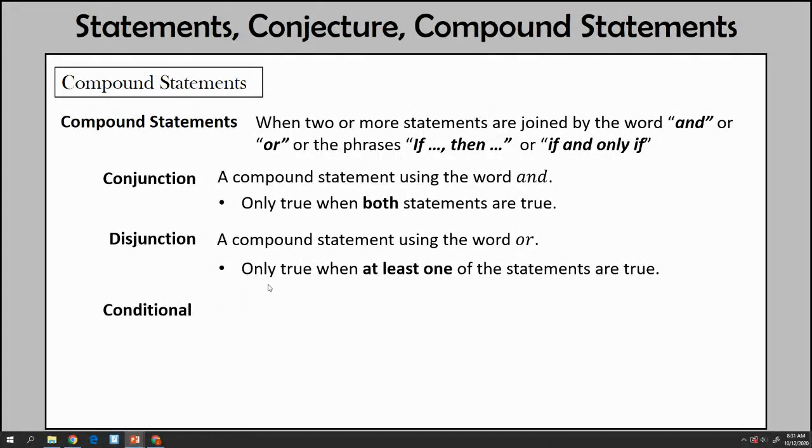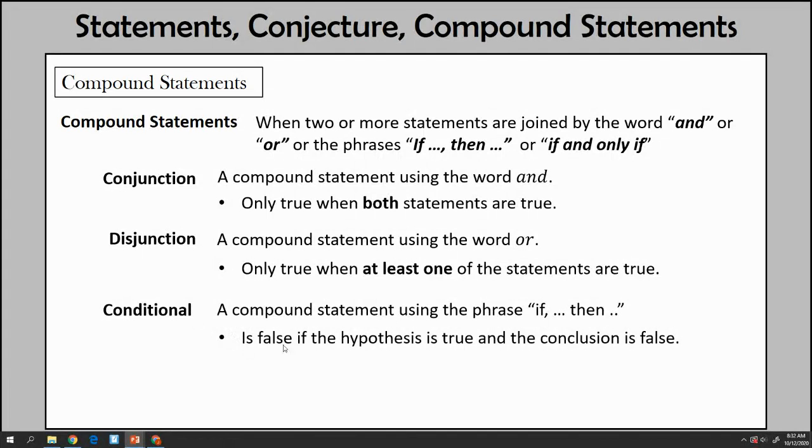Conditional statement. Okay, a conditional statement is the if-then. It's a compound statement, so we're joining two different statements together. If this, then that. That's called a conditional statement. Now, we kind of look at this one backwards. A conditional statement is only false if the hypothesis is true. Now, the hypothesis is the part that follows the if.